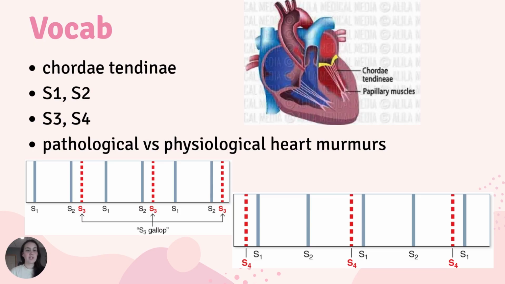And then we have two types of heart murmurs. So we have pathological and physiological. Pathological are like heart abnormalities, and then physiological are innocent heart murmurs that occur during stress, pregnancy, anxiety, or fear. They're intermittent, they're not all the time, and they do not cause any symptoms.